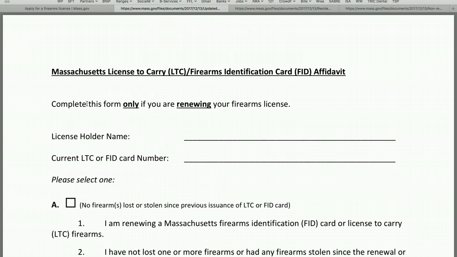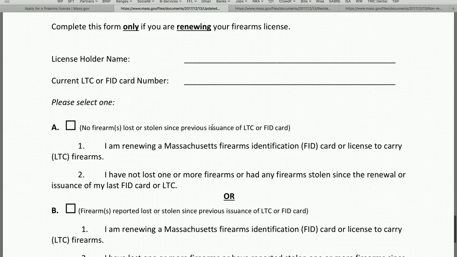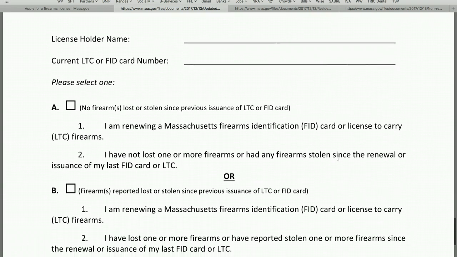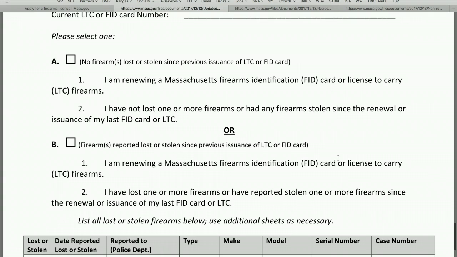Right here it tells you to complete this form only if you're renewing your firearms license. If you already have your license, then you're familiar with this process, right? You're just going to put your name, your current number, and say, hey, I'm renewing my LTC or FID card. If you're 18, I do recommend that you get your FID card, so that you start building credit. It's kind of like building credit with a credit card, right?